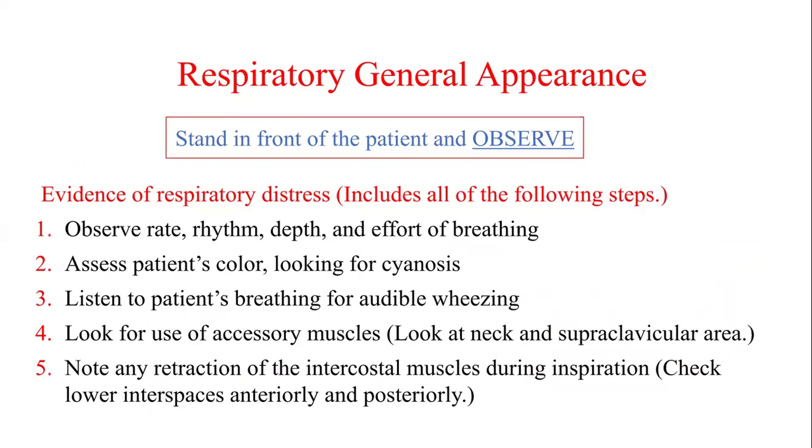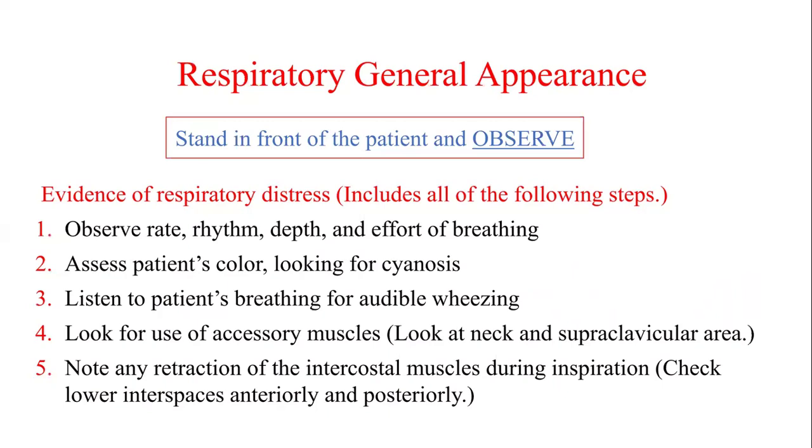Stand in front of the patient and observe. Observation has to be general and local. So start with general observation. Observe evidence of respiratory distress. If they have any, we include one of the following. Number one, observe the respiratory rate, the rhythm of their breathing, the depth and effort of breathing, which will show that this person is actually struggling for breath. Assess the patient's color. Are they looking cyanotic? If they are, you have an idea where that is coming from.